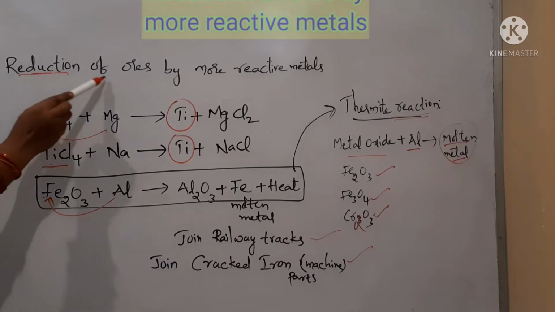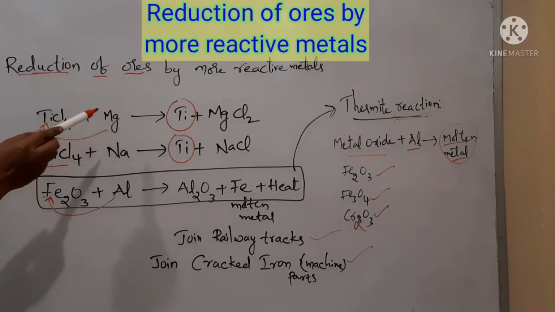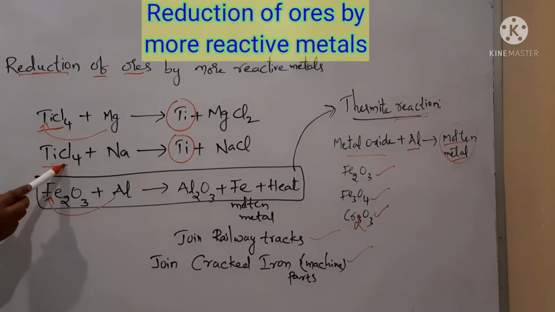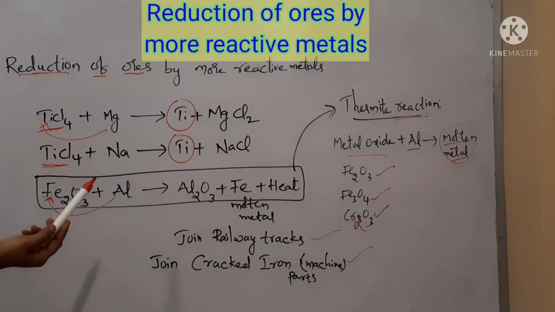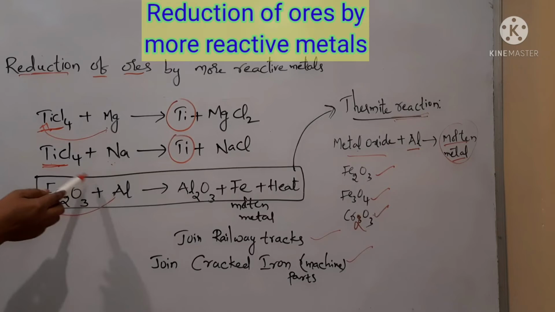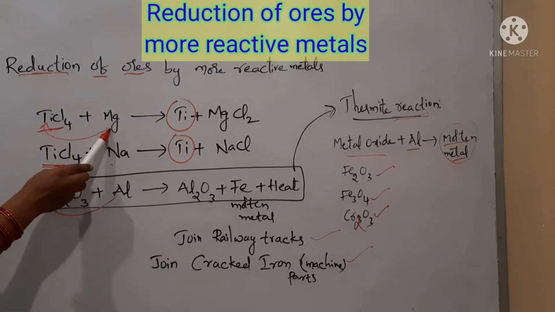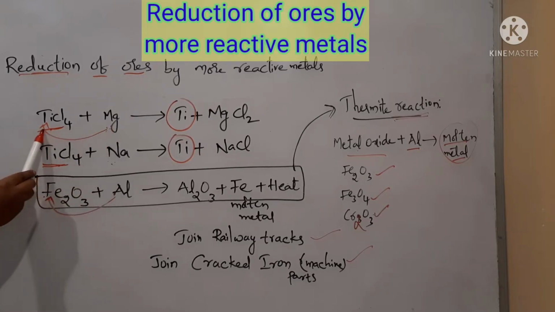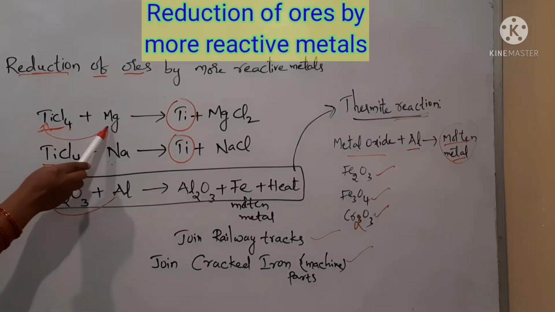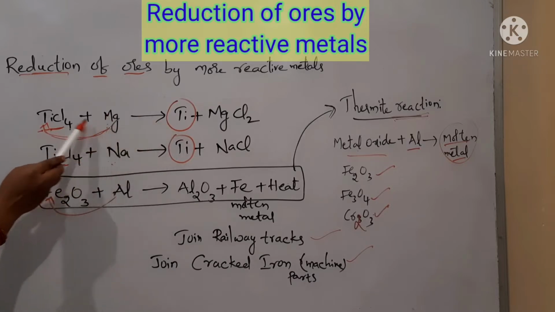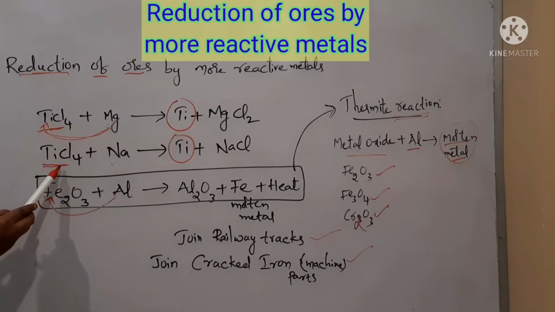Now we will go for one more method, reduction of ores by more reactive elements. For that you have to take the ore or compound titanium chloride. And you have to treat titanium chloride with the most reactive metals like magnesium, sodium or calcium. Then when titanium chloride is treated with magnesium, magnesium is more reactive than the titanium present in the titanium chloride. So magnesium displaces the place of titanium. So titanium comes out and magnesium combines with the chlorine to form magnesium chloride.